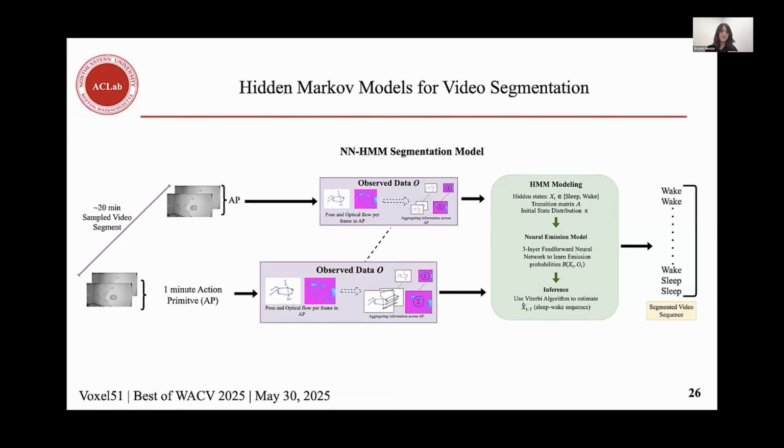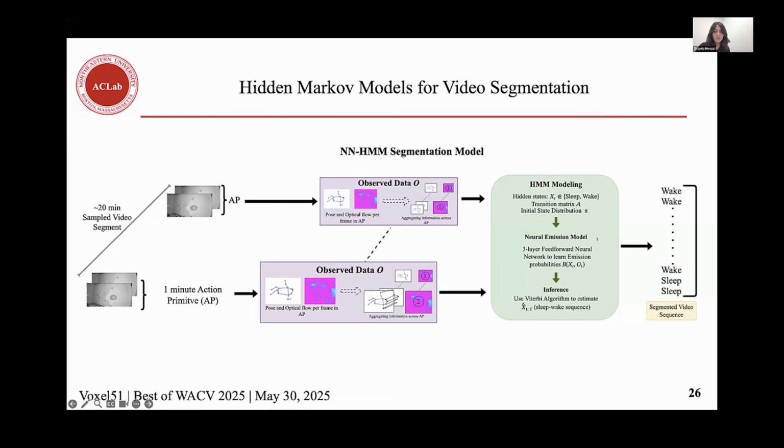So the task of this segmentation becomes to estimate the most probable hidden state sequence over the entire video, or over the entire, let's say, 20-minute video in this case, using the HMM framework, where the posterior probability of the hidden states is expressed. And for learning, in this case we're doing a neural network HMM, which basically just means that from the features we use a neural emission model to learn the emission probabilities.